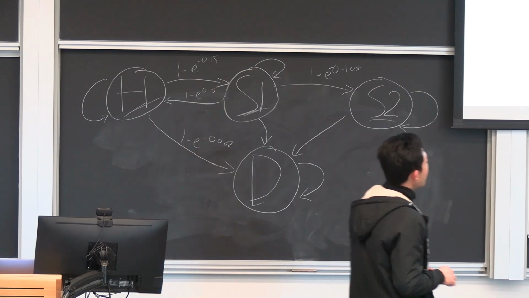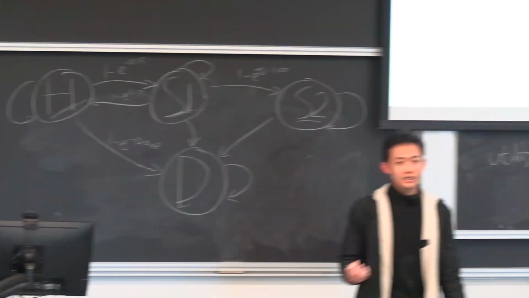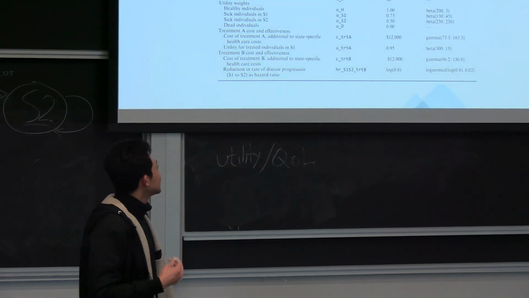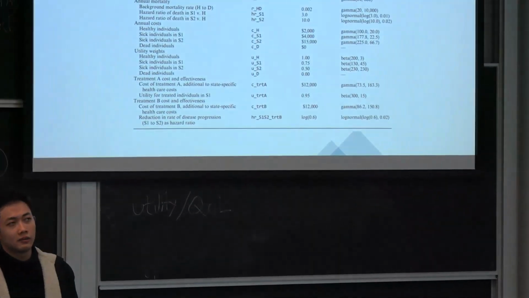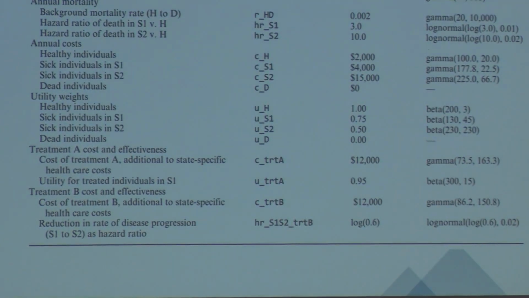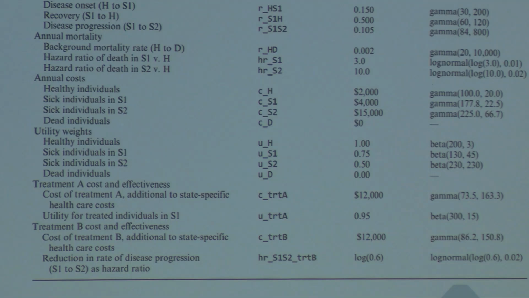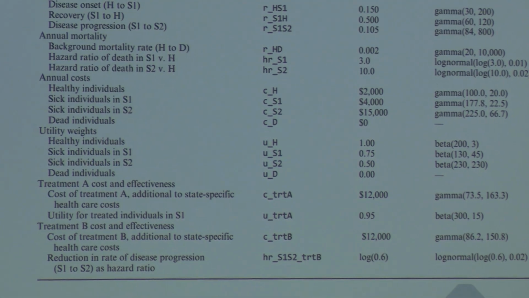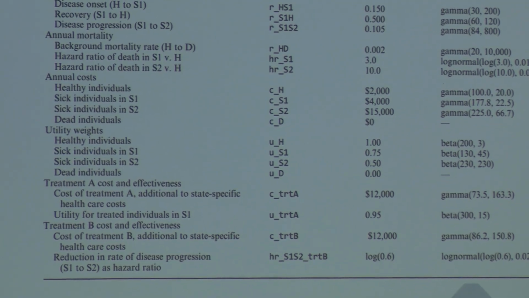And we have the cost. If you are healthy, then you need to pay $2,000 a year to stay healthy, $4,000 if you become sick, $15,000 if you are sicker, and if you are dead, of course, you don't have to pay anything anymore. And for the quality of life, we are assuming if you are sick, the quality of life becomes 0.75. If you are sicker, then your quality of life is 0.5. And for the treatment, we will define the strategies later.